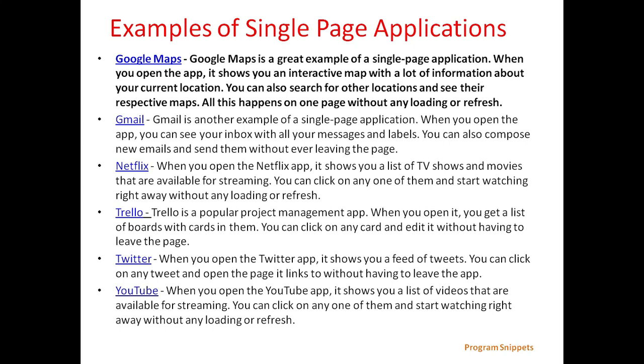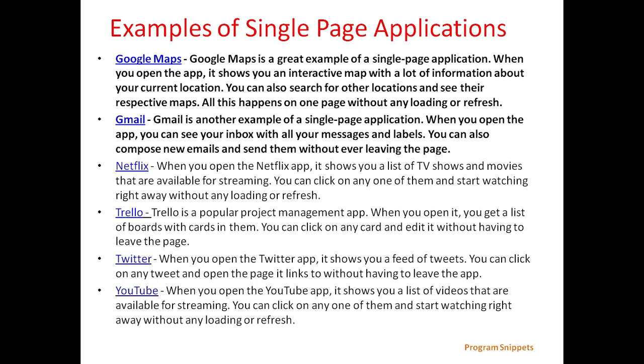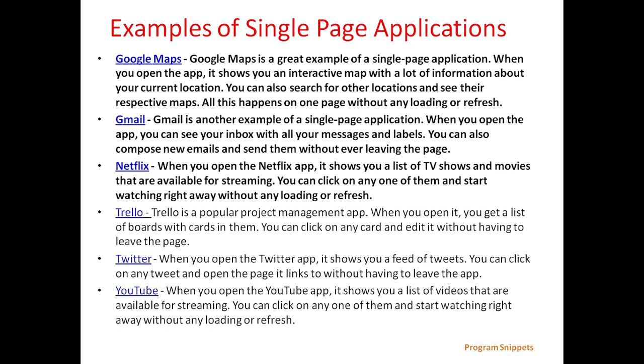When you open the app, it shows you an interactive map with a lot of information about your current location. You can also search for other locations and see their respective maps. All this happens on one page without any loading or refreshing. Then Gmail. When you open the app, you can see your inbox with all your messages and labels. You can also compose new emails and send them without leaving the page. Then Netflix. When you open the Netflix app, it shows you a list of shows and movies that are available for streaming. You can click on any of them and start watching right away without any loading or refresh.